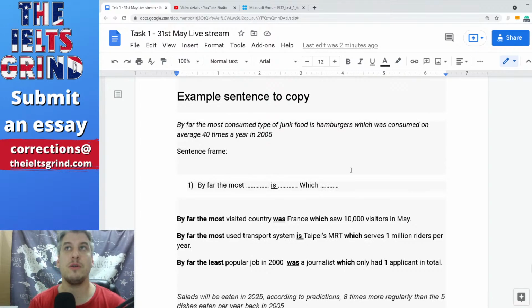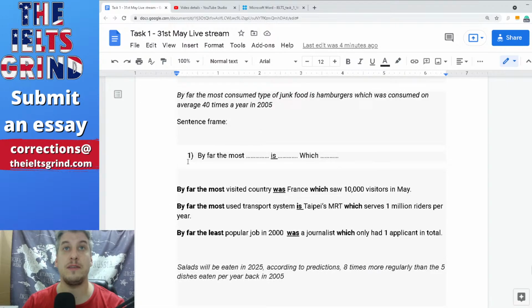In this document we've got some sentence frames, some example sentences that you can steal and adapt. Let's go through what I mean by that. The sentence from my essay was, "By far the most consumed type of junk food is hamburgers, which was consumed on average 40 times a year in 2005." So here, in these sentence frames, "by far the most... is... which..." shouldn't be capitalized.